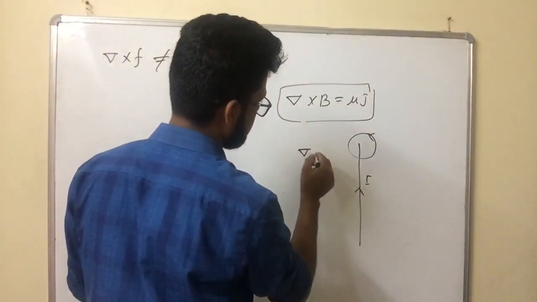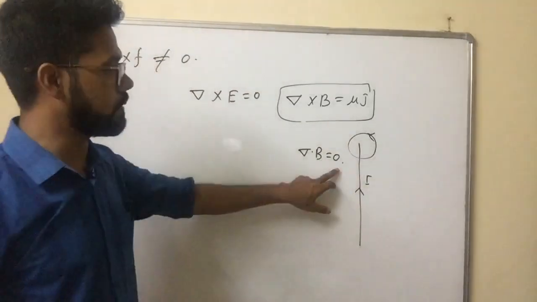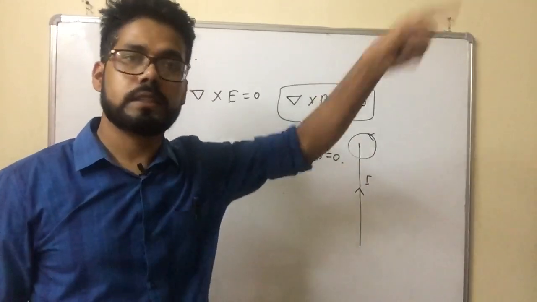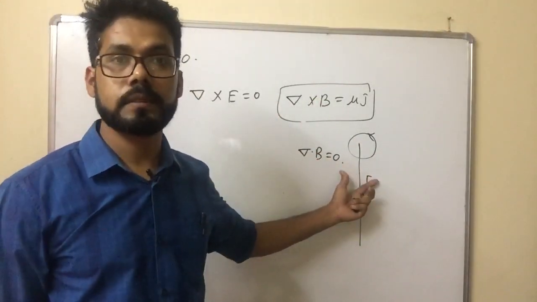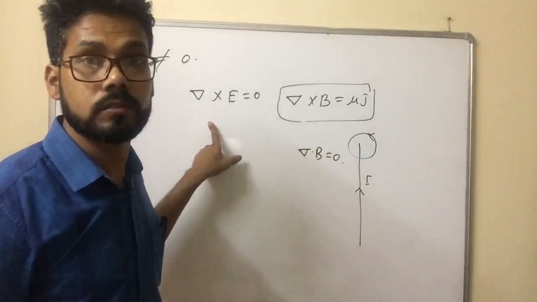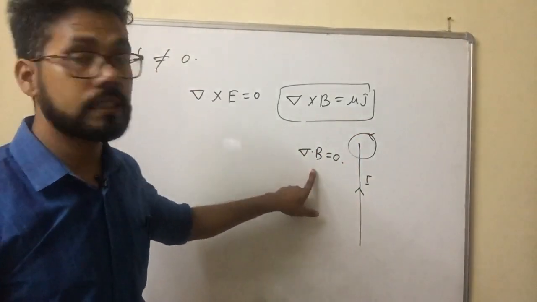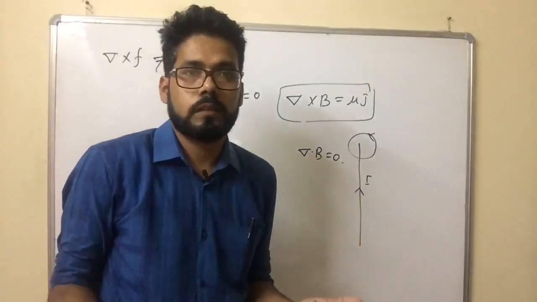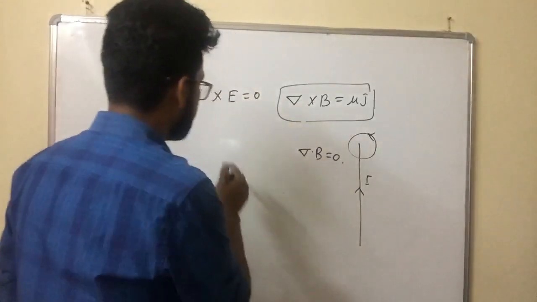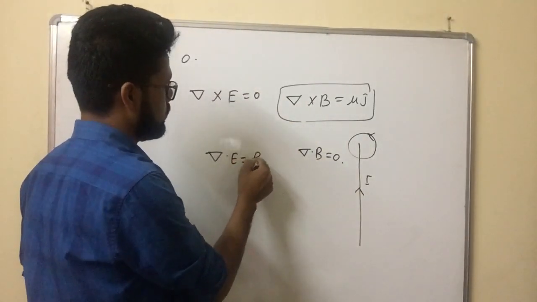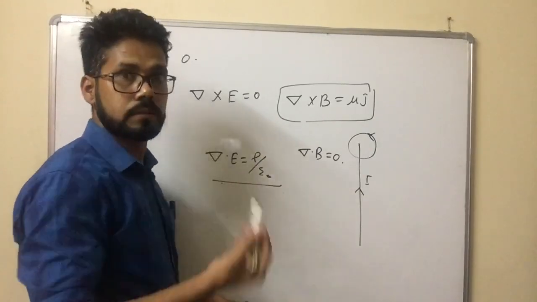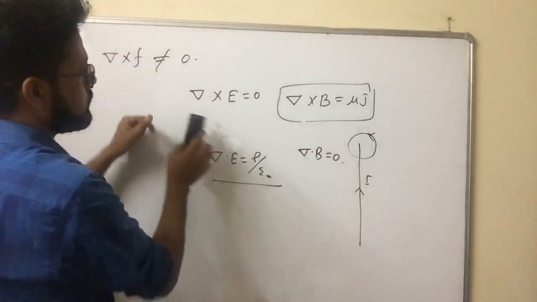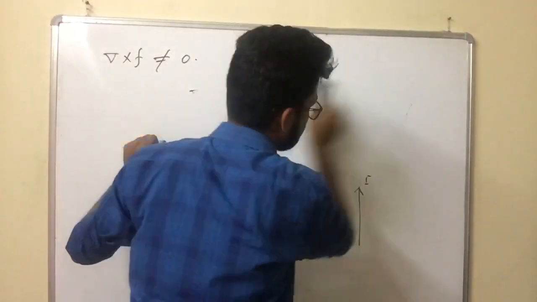But in this case, divergence of B is 0. Why? Because it is rotating, there is no question of outward flux or inward flux. Divergence means outward flux, but here divergence is 0. Another important thing: divergence of B is always 0 because a magnetic monopole does not exist. But divergence of E equals rho by epsilon, which is non-zero. That means an electric monopole exists, for example electron and proton. This is the physical meaning of curl and divergence.